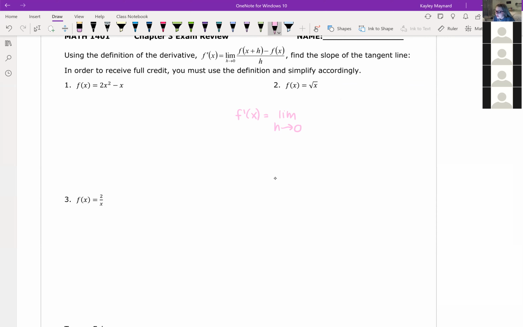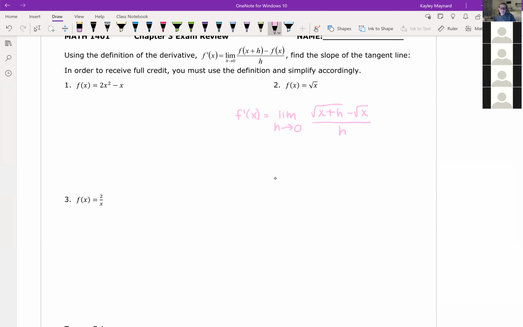So f prime of x is equal to the limit as h approaches 0. And then our first thing is f of x plus h. So let's take our function f and evaluate it at x plus h. So that is the square root of x plus h. And then we subtract from it f of x, which is the square root of x, all over h. I know it feels like it's been forever since we've done limits, but here we are again.